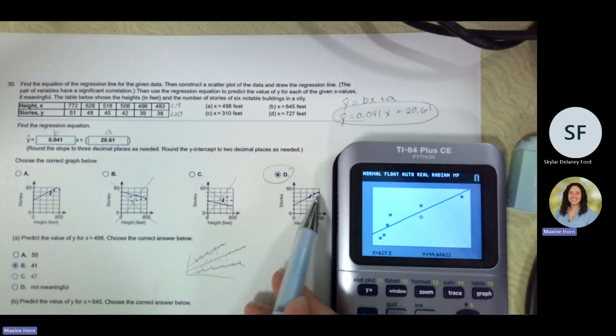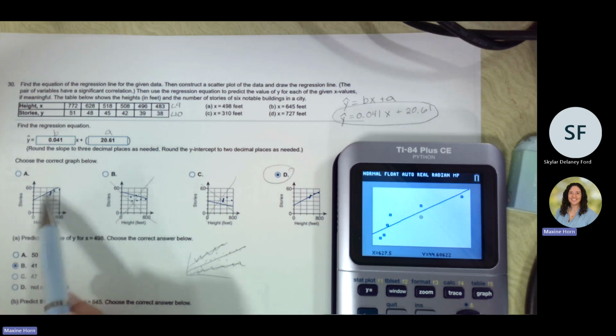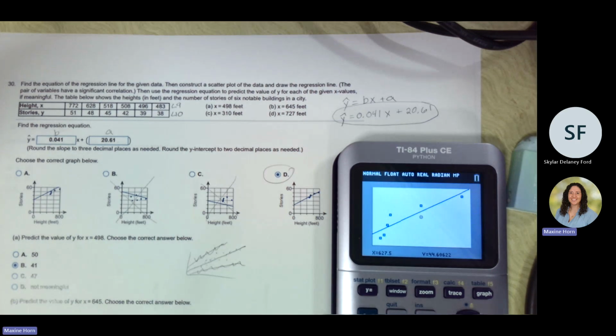Those ordered pairs, the points themselves might actually be in exactly the same place. I mean, it's a little hard to tell. They're not, but even if they were, that's not a line of best fit. That is.